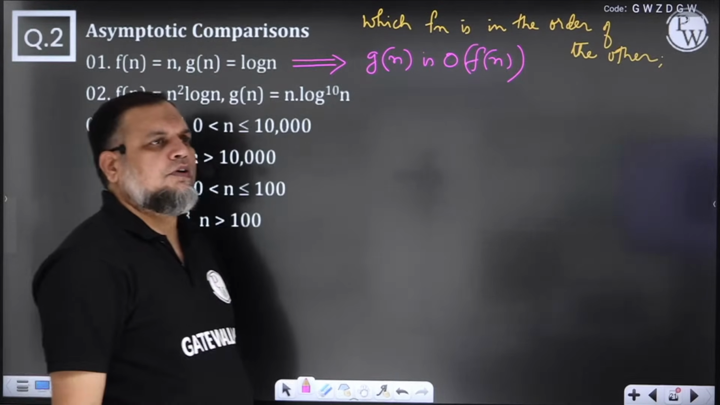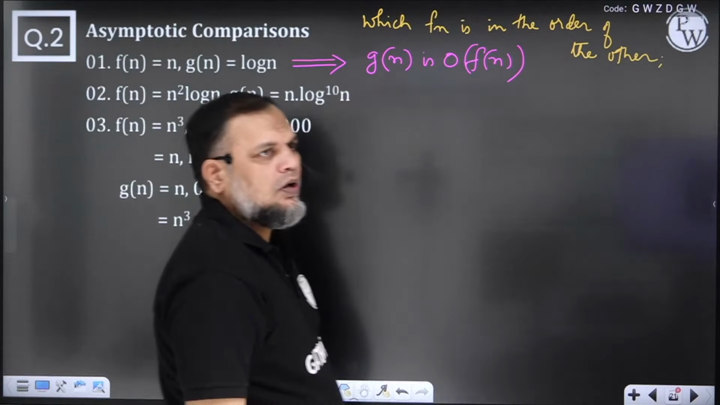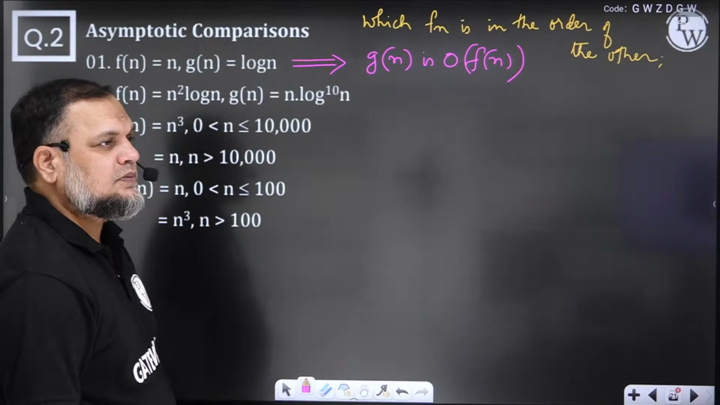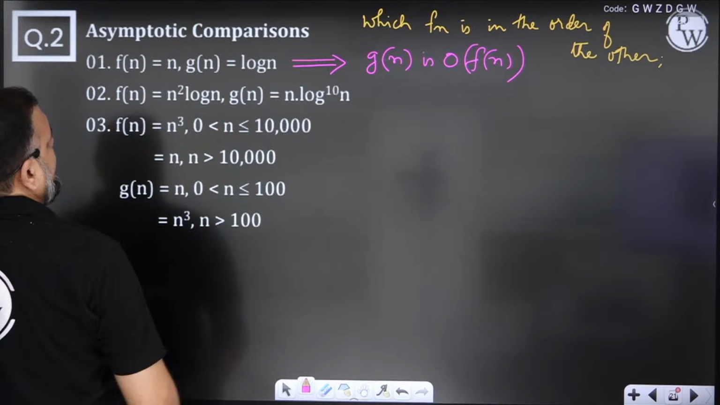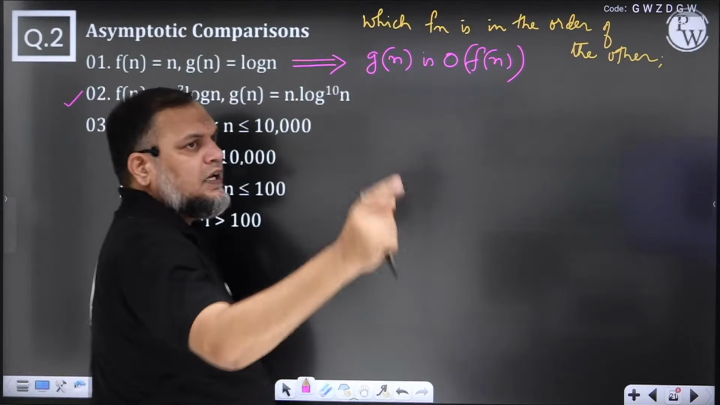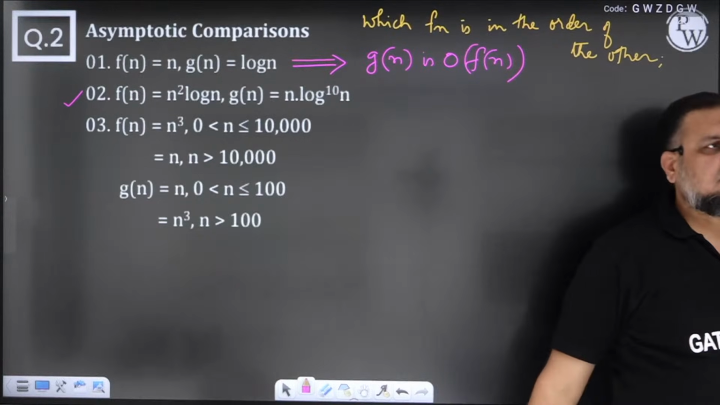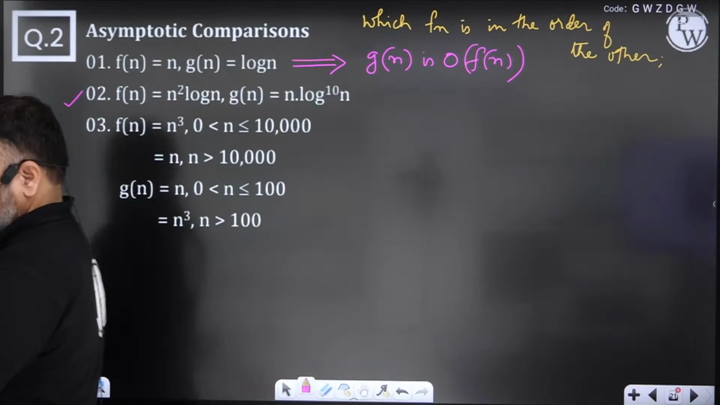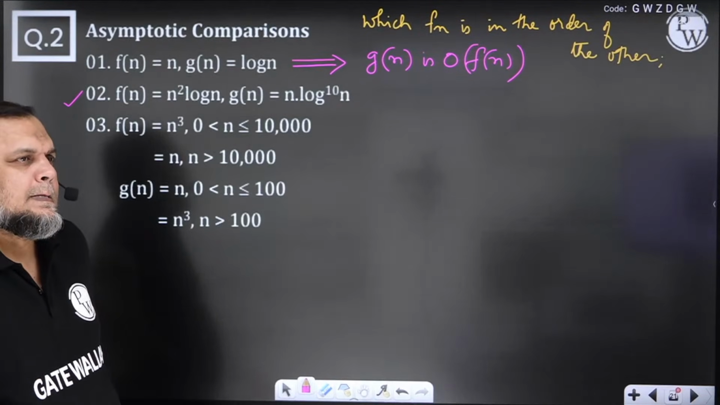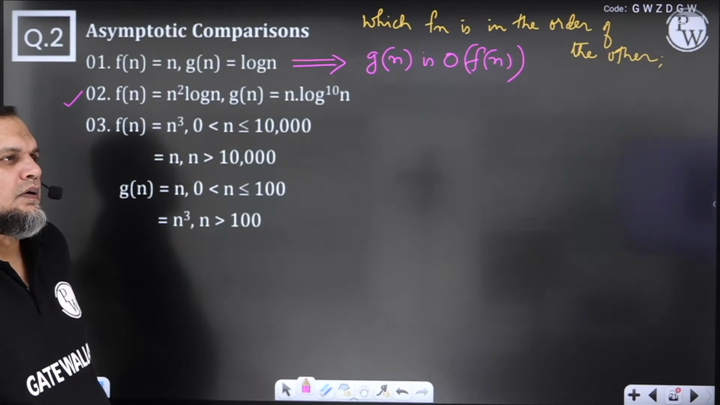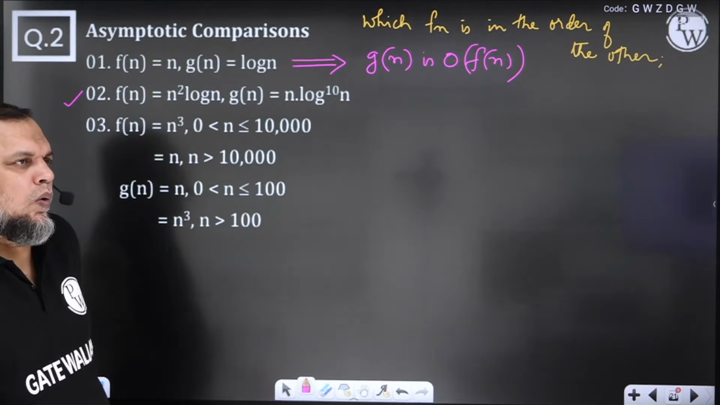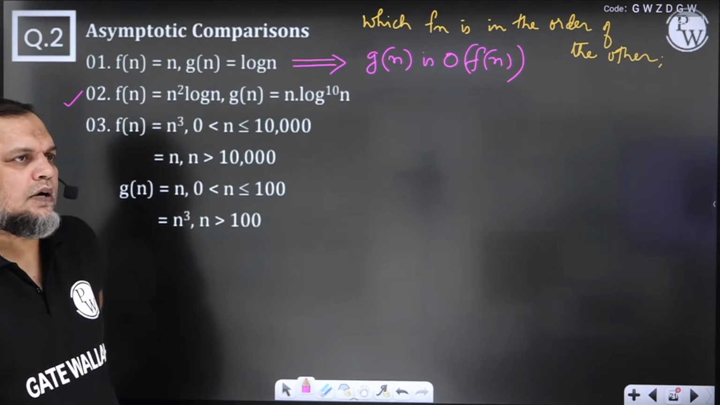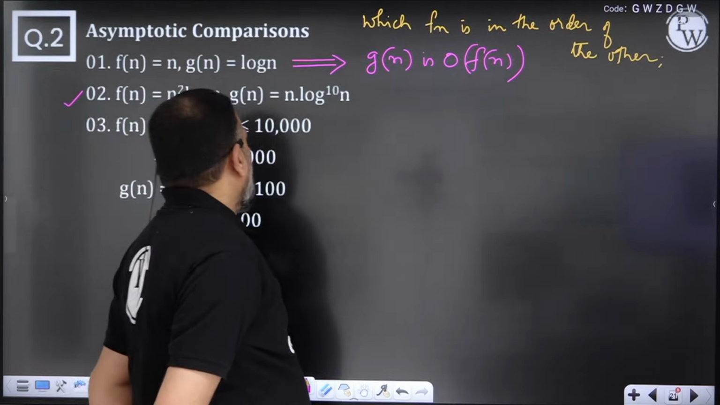Polynomials are in the order of exponential always. Logarithms are always in the order of polynomials. Next, second function के लिए बताइए please. Come on, work out for second function and tell, is f order of g or g order of f? Come on, boys and girls, these are interesting questions. Second one, g is order of f or f is order of g.